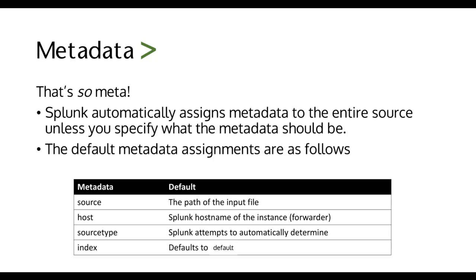Any type of data that comes in gets assigned some default metadata by Splunk unless you specify otherwise. The metadata is source, host, source type, and index. Index defaults to default. Source type, Splunk attempts to automatically determine the source type, whether it's CSV or syslog or something like that. Host defaults to the machine name that Splunk detects. And source defaults to the path of the input file.